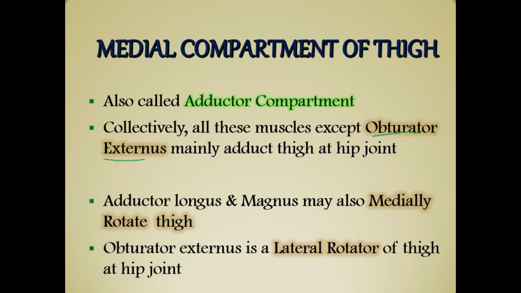Adductor longus and adductor magnus may also medially rotate the thigh. Obturator externus is a lateral rotator of the thigh at hip joint. So obturator externus is not an adductor muscle, but it is a lateral rotator of the thigh. Even it may abduct the thigh. This action is quite opposite to the adductor compartment.